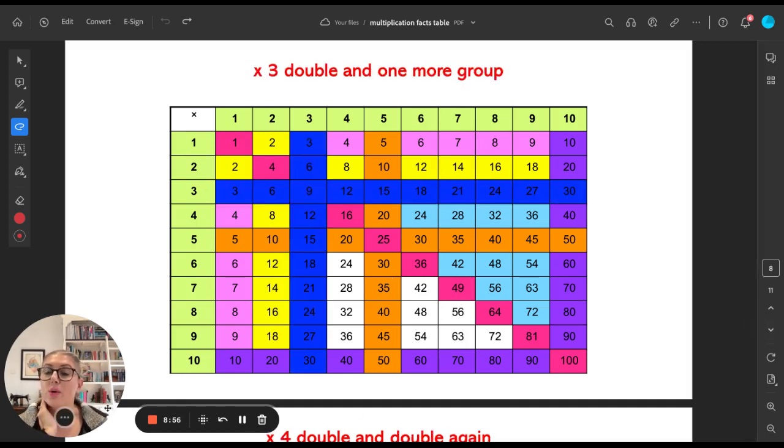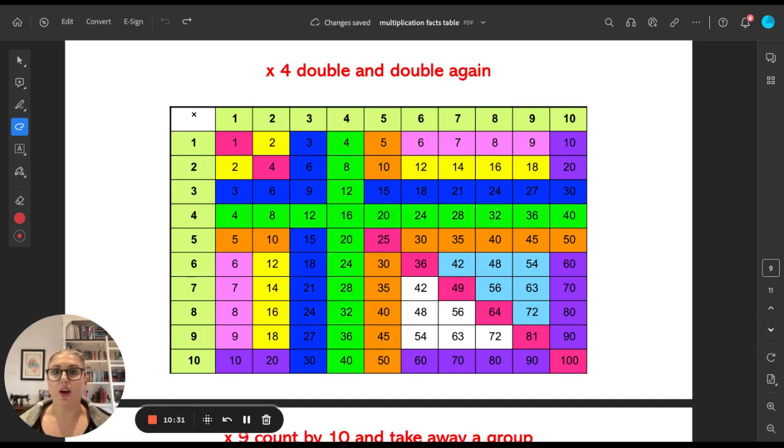Next up, we've got our 3 facts. So the way that you can look at 3 is it's double and then one more group. So if I want to look at my 4 multiplication, so I want to multiply 4 by 3. So I have 3 groups of 4 now. So I can double my 4, that's 8, and then I can add one more group of 4, and that will give me 12. So that's one way. If you know how to double, if you know your 2 facts, then we know how to figure out what our 3s are.